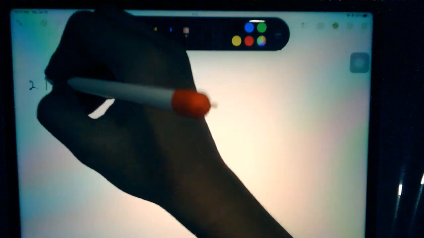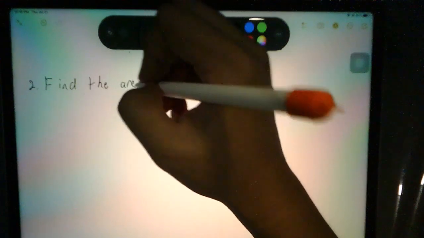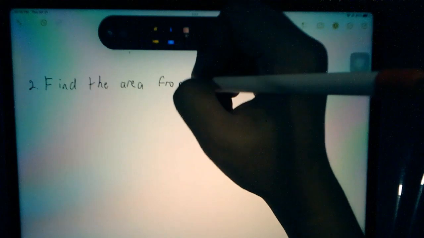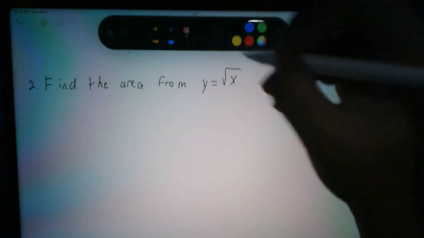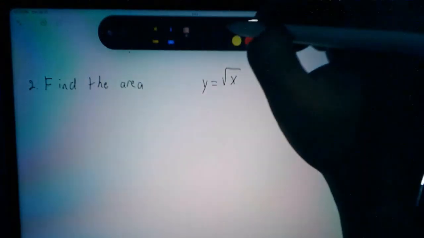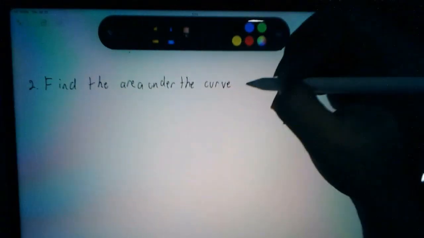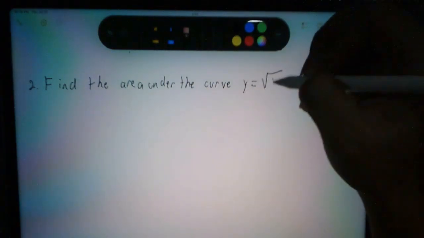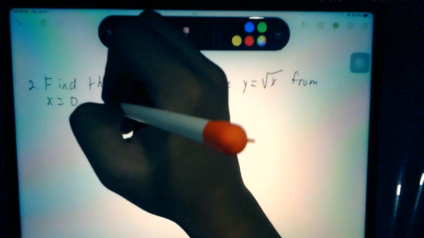Now moving on to example number 2. Example number 2: find the area under the curve y equals square root of x from x equals 0 to x equals 5.